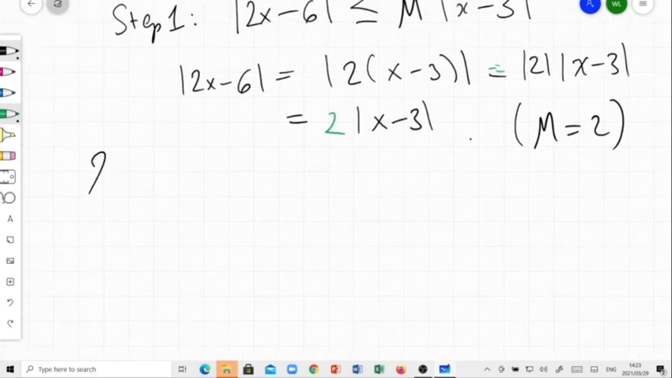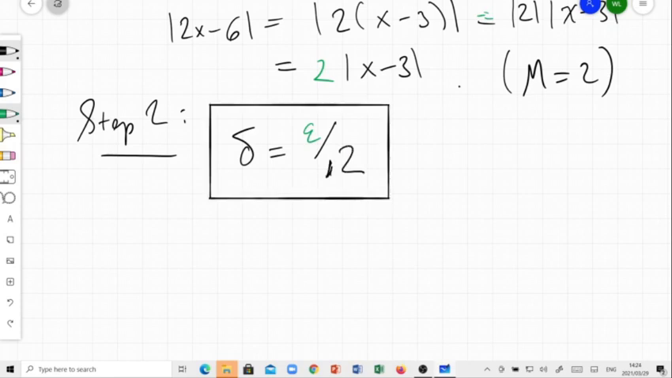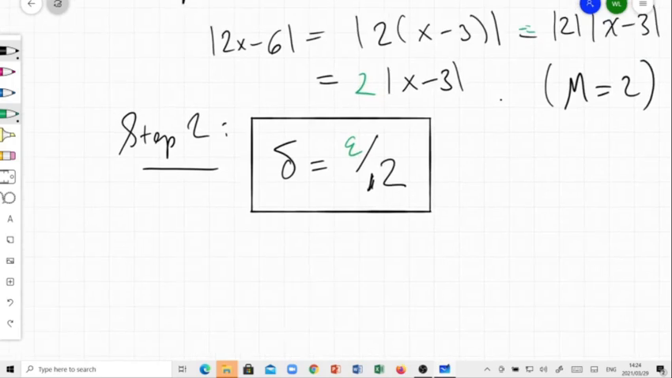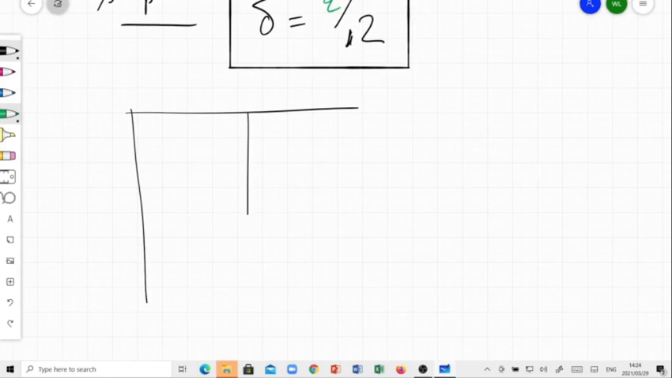Okay, then what is our step 2? Then our step 2 is, because our m is 2, we just say that delta equal to epsilon over 2 does the job. Okay, so we just say delta, which is epsilon over 2, does the job, and then you are finished. Okay, so that's all you have to do. So in this case, let's just draw a table. So let's say that our epsilon, and this is our delta, you see?